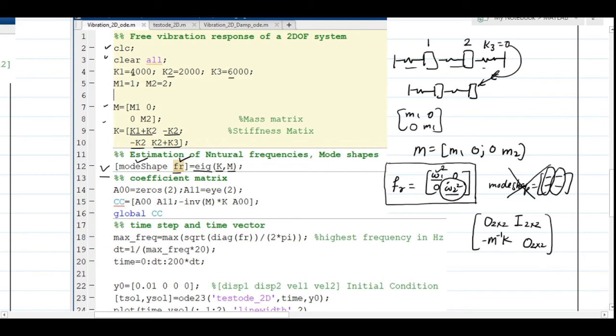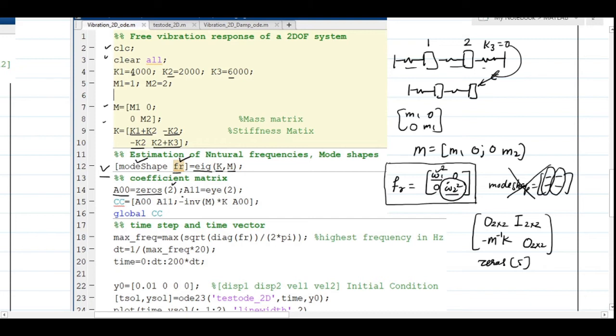So here I am creating my coefficient matrix, and for that, first I have created a null matrix. For that I am using the standard MATLAB command zeros, and here I am putting 2. That means this command is going to give me a zero matrix of size 2 by 2. If you would have written zeros 5, it will give you a 5 cross 5 matrix, all values will be 0.